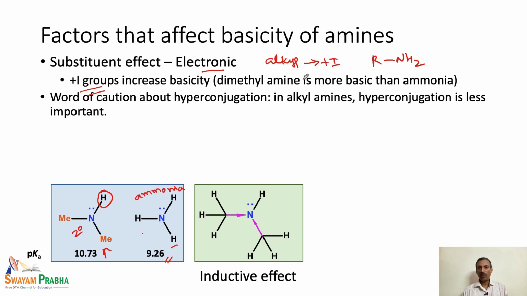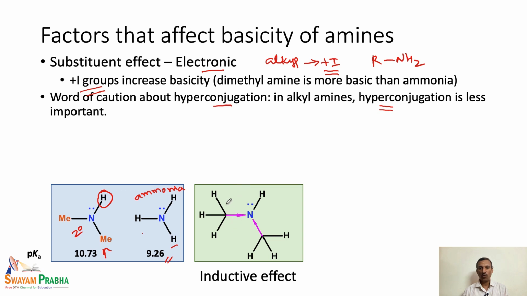Now, we are talking about the alkyl group. An alkyl group can have a plus I effect, and it can also show hyperconjugation. In the case of alkyl amines, hyperconjugation is less important. We will see why this is less important.